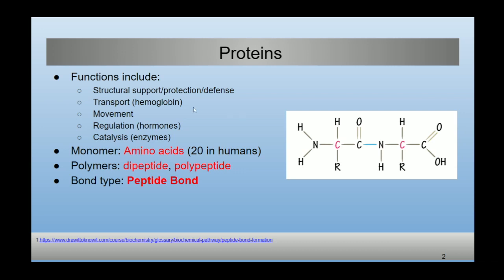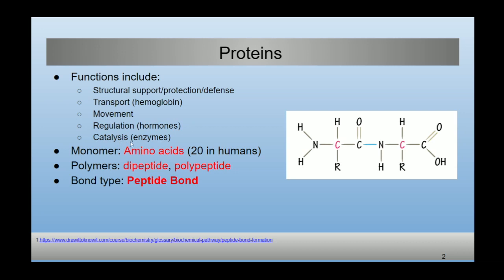And an example I put in parentheses here is hemoglobin, which is a protein that transports oxygen and carbon dioxide in the bloodstream from tissue to the lungs and back. So that's a pretty important protein in the body. Movement, proteins also facilitate movement in a sense. They also are in charge of regulation in many instances, with an example being hormones. Hormones are actually proteins, so that's important.